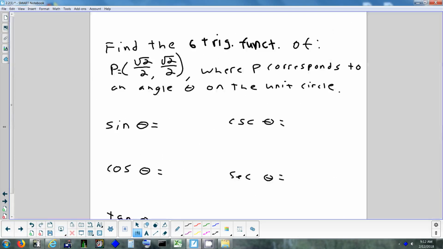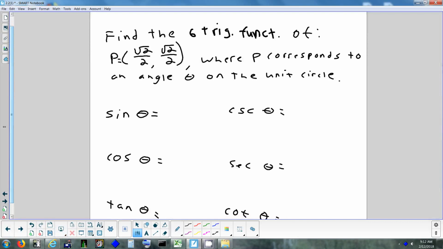All right, so let's look at this one. It says find the 6 trig functions of some angle. Again, I'm not telling you what the angle is. I'm calling it theta. But there's the location of it. It's square root 2 over 2, comma, square root 2 over 2. Now, this one, I bet someone can figure out what the angle is.